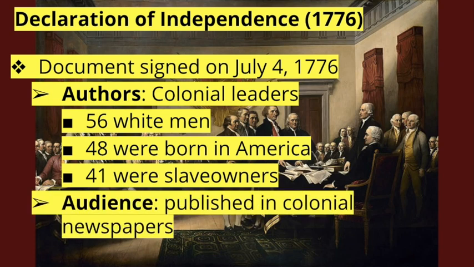A lot of people think that the Declaration of Independence was addressed to King George III of England, and the Declaration is responding to things he did. But it was actually published in colonial newspapers, not sent as a private letter to King George. So the audience is really the other people in the colonies who would be reading newspapers in English.